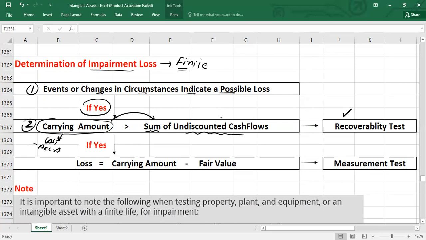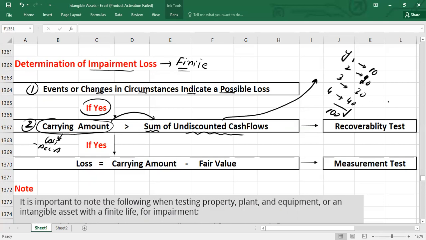So you need to understand what this sum of undiscounted future cash flows is. For example, this asset has 4 years of remaining life, so year one, two, three, and four. Assuming we are using this asset, we can get the benefit or cash flows through its use. Maybe in the first year $10, in the second year $20, in the third year $30, in the fourth year $40.